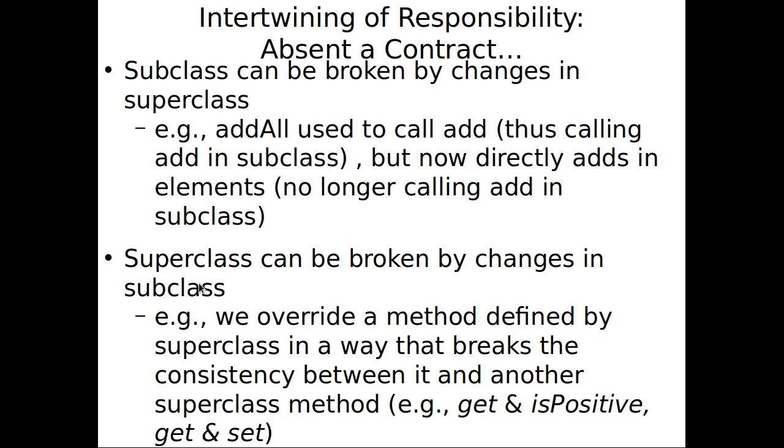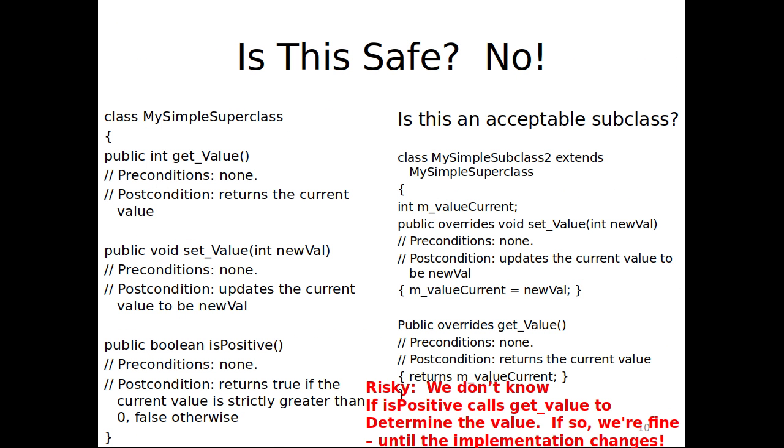But the superclass functionality, how the superclass methods work, like isPositive, can be broken by changes in the subclass. We can have a change in the subclass which breaks that functionality. So if we override a method of the superclass within that subclass, it may break the consistency between methods in the superclass and subclass. So, for example, here, imagine if we in this case ended up overriding setValue and getValue, but we didn't override isPositive. That might break the functionality of isPositive.